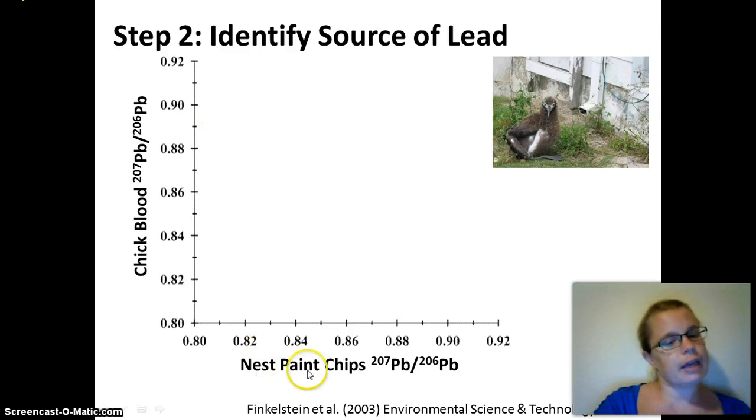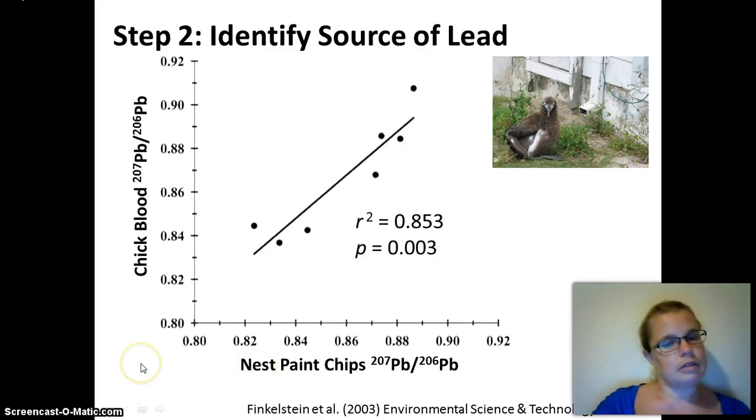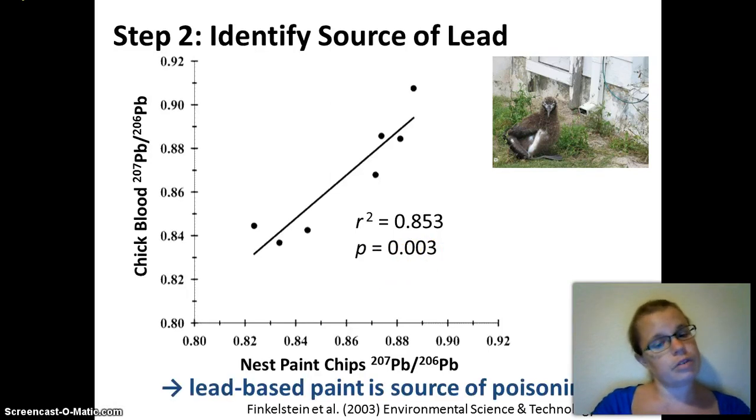So she went on to look at paint chips that were located near the nest, and found that here there was a much stronger relationship. An R squared of 0.8853 means that 85% of the variation in the lead isotope ratio in the chick blood was due to variation in the nest paint chips' lead isotope ratio. Very strong relationship, and the p-value is 0.003, so very significant. So the lead-based paint must be the source of the poisoning.